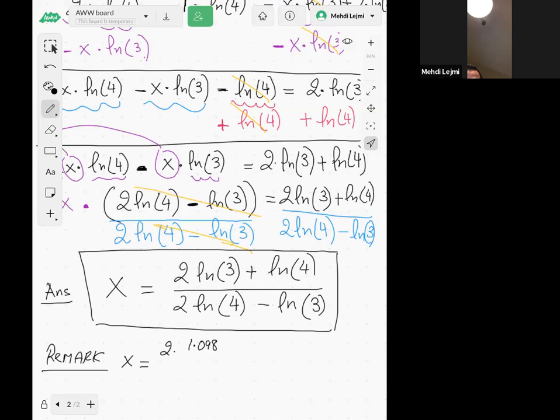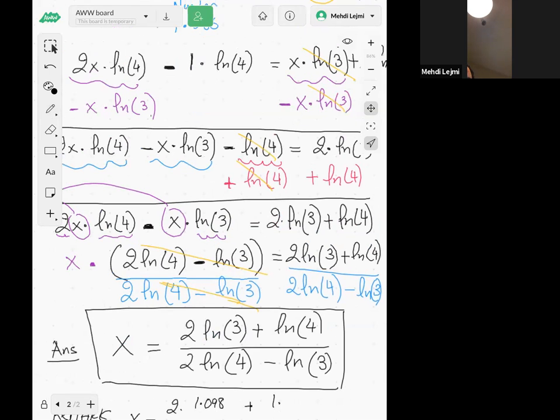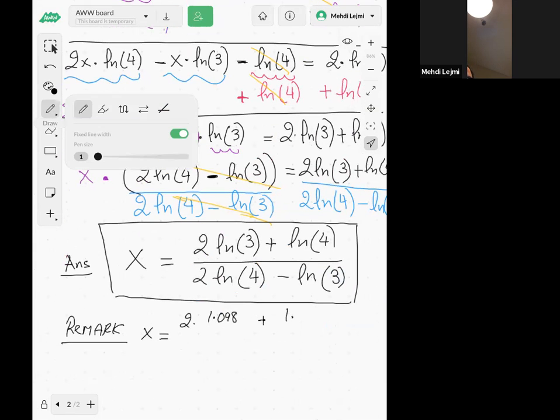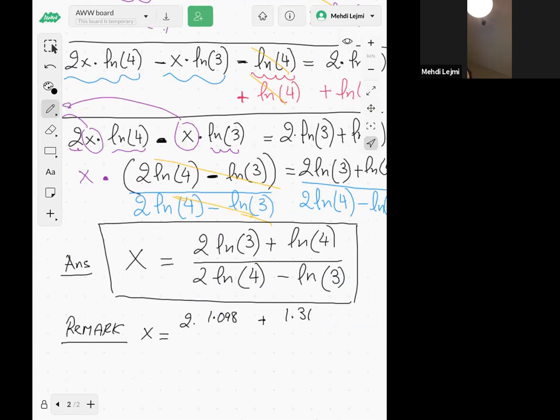So plus natural log of 4, which is like 1.386, over 2 times this 1.386 minus this 1.098. And as Rabiul said, this should be like 2.140, right? So this is the answer.